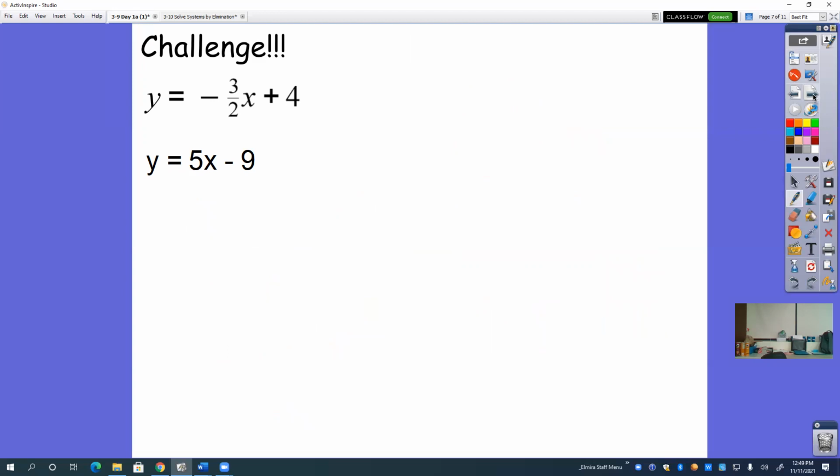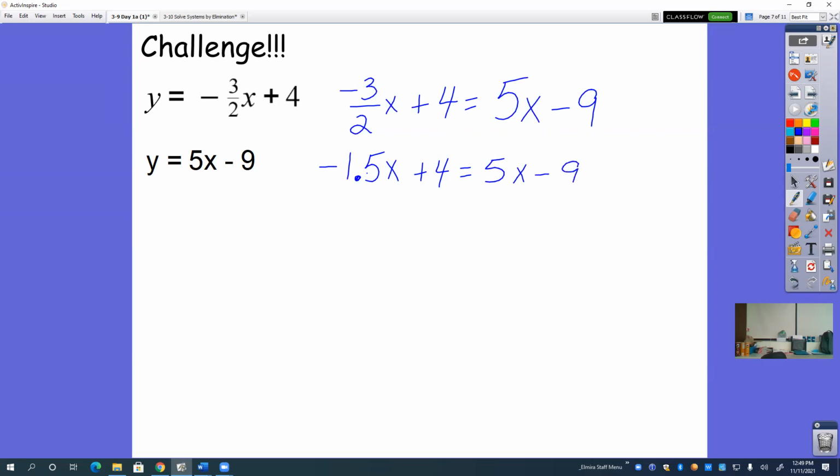Okay, so after you've tried this, they're still equal to y, so we're going to set them equal to each other. Negative 3/2 x plus 4 equals 5x minus 9. So the first thing I would do is convert this fraction into a decimal because it would work out easily. Negative 3/2 would be equal to negative 1.5 x plus 4 equals 5x minus 9. Just makes it easier to check.